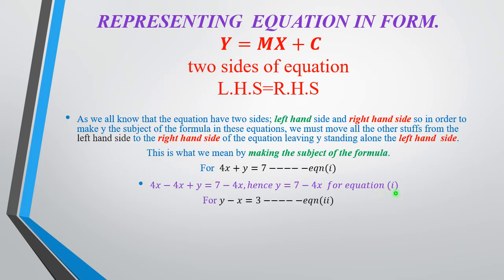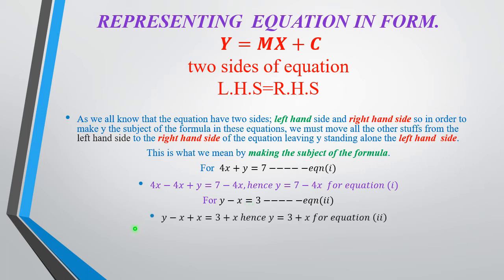Equation number 2 is y minus x is equal to 3. In this equation number 2, we are going to manipulate it in such a way that we move x to the other side of the equation. When we move x to the other side, you must always take care of the sign. The sign of the x here is negative, so in order to move it to the other side, we have to add it on both sides. So it becomes positive on the other side.